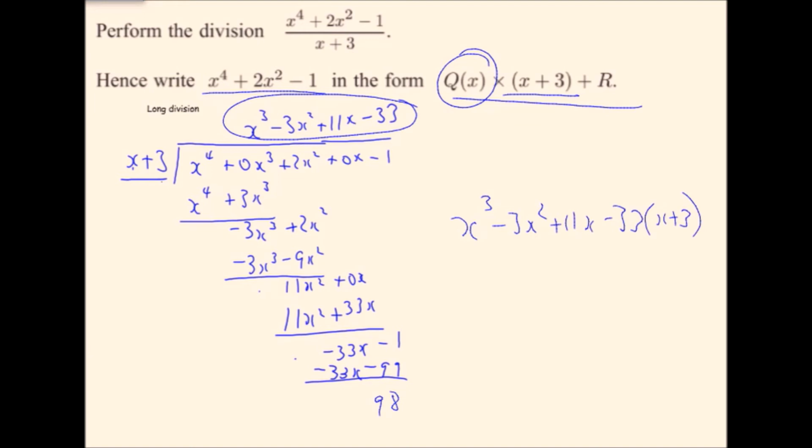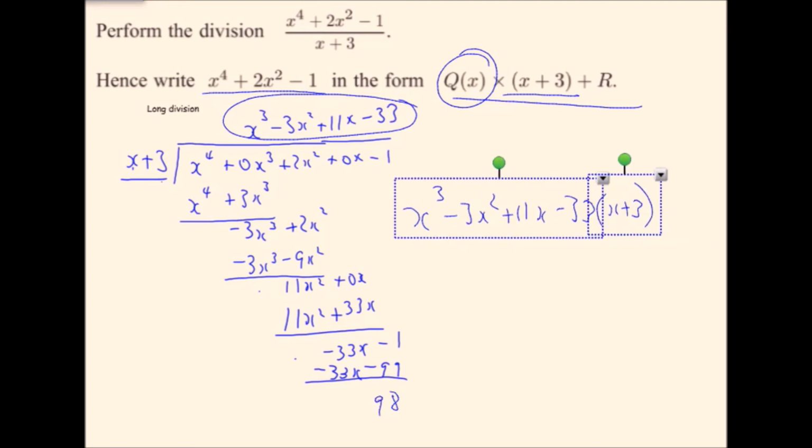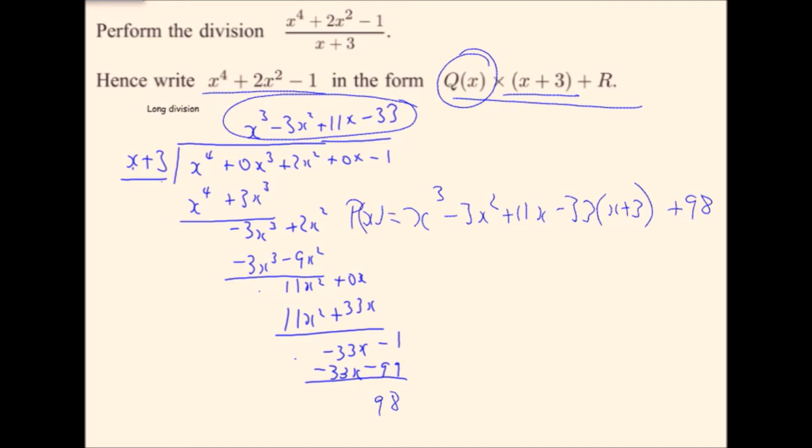And then we have our remainder. Our remainder is 98. So my polynomial, let's call it p of x, can be expressed in that form there. Let's put brackets around q of x there, all multiplied by the x plus 3.